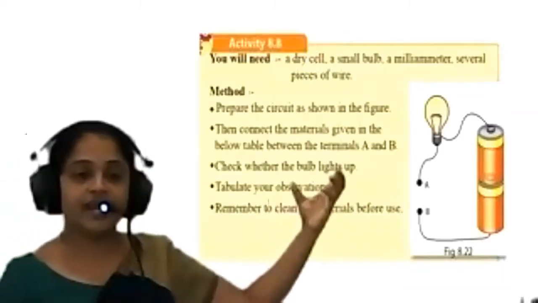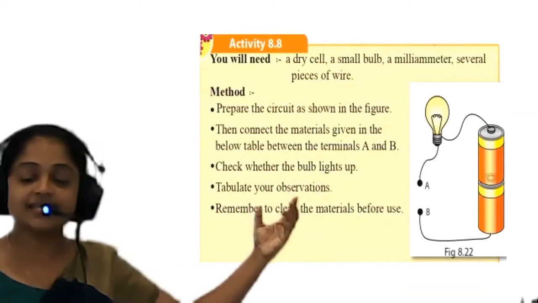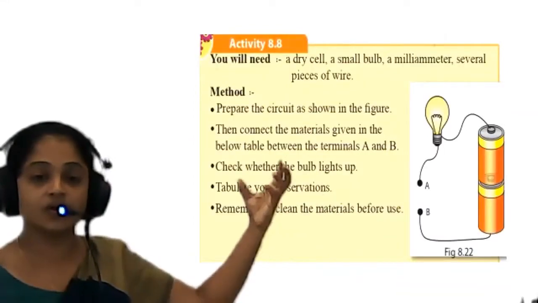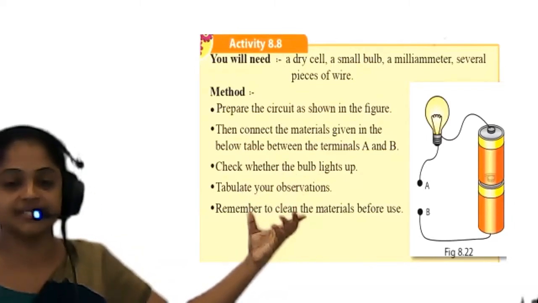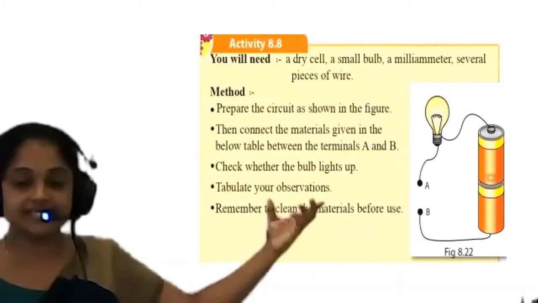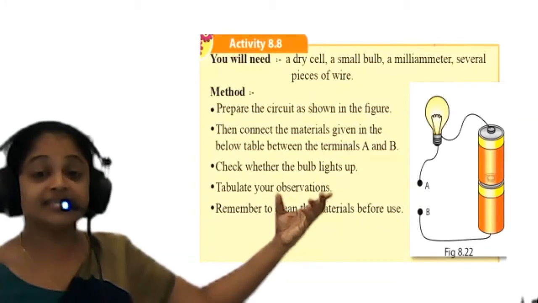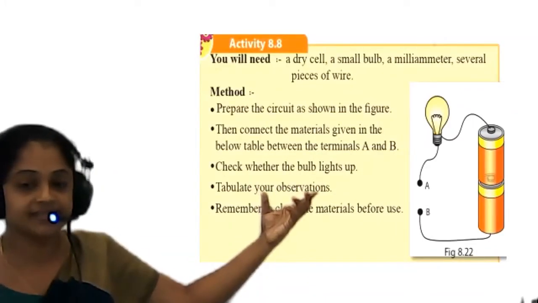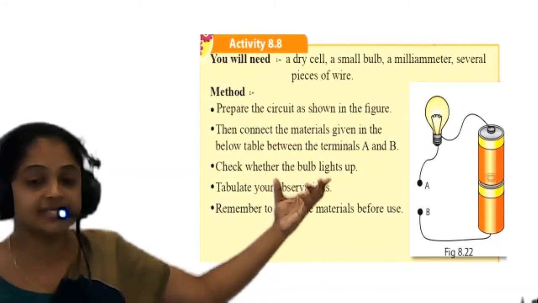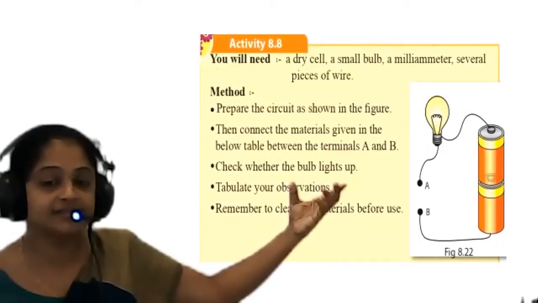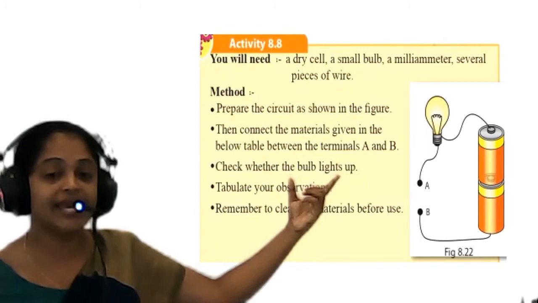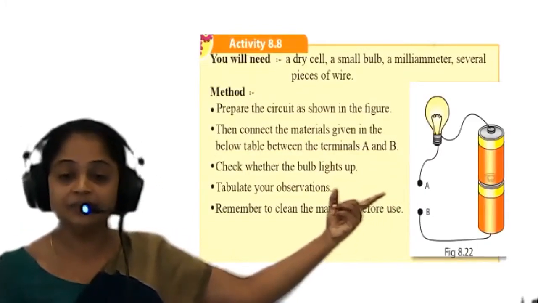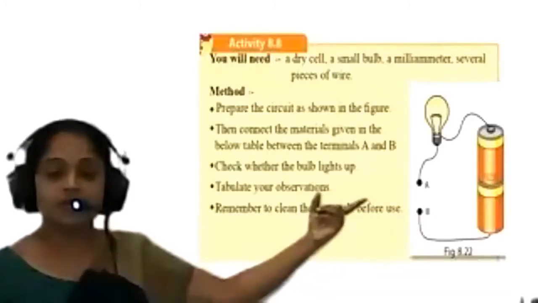Now, can anyone tell me, is this a closed circuit or an open circuit? Yes, Sudha, very good. This is an open circuit. Why do you say that? There is a space between A and B. You can see the space between A and B.